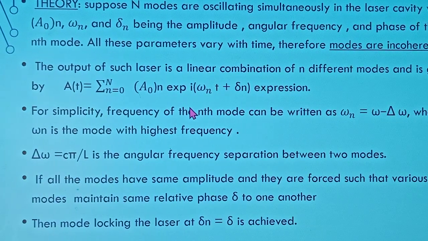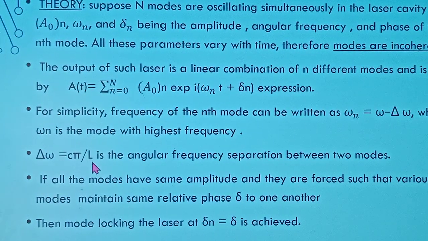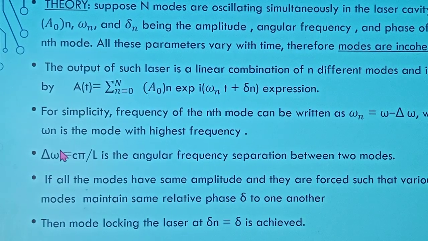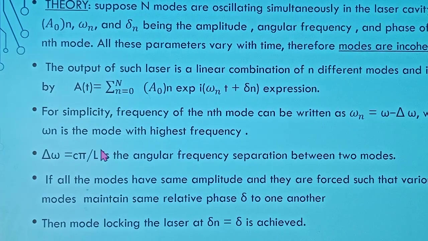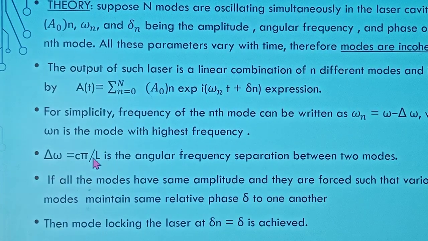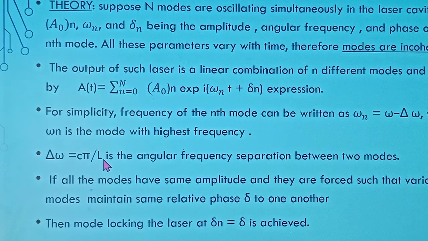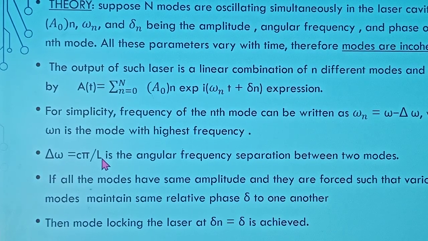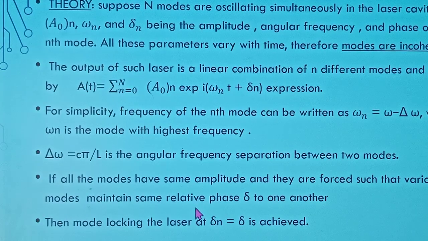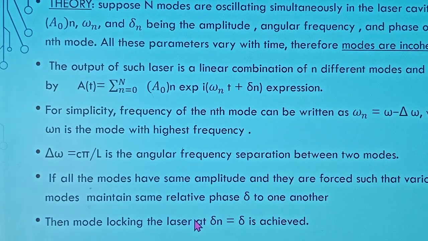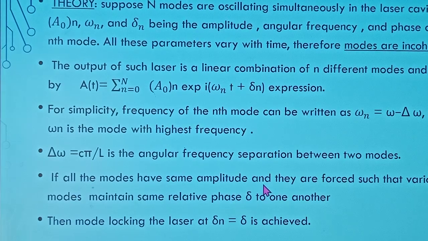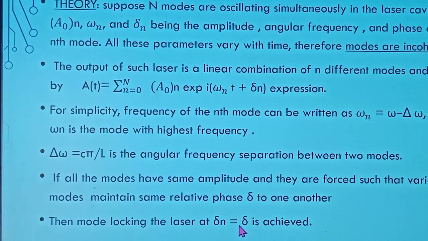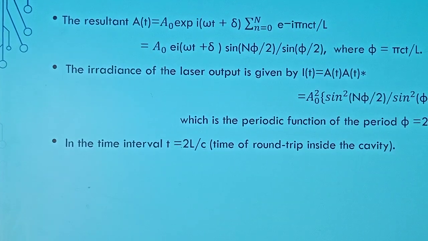So you observe here delta omega is equal to C pi divided by L. Therefore, in mode locking, the cavity parameter L is very important. L is the length of the gain medium or active medium. So that is very, very important. So we are going to force a particular phase delta n is equal to delta. So mode locking is done.